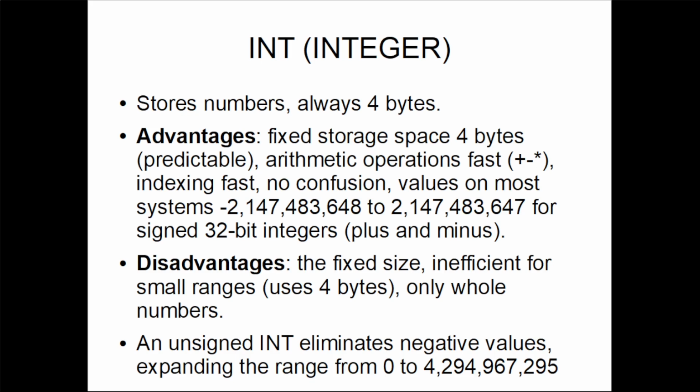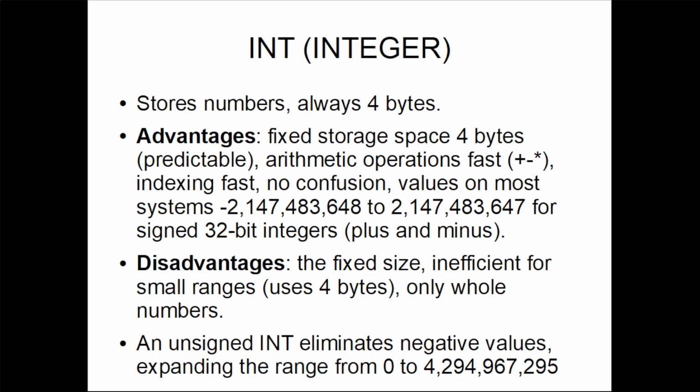Now, let us talk about the range of values that integer can store. For signed 32-bit integers, the range is from -2,147,483,648 to 2,147,483,647. This range is more than enough for many use cases, like storing user IDs, counts, or age. However, there are a few disadvantages to consider.